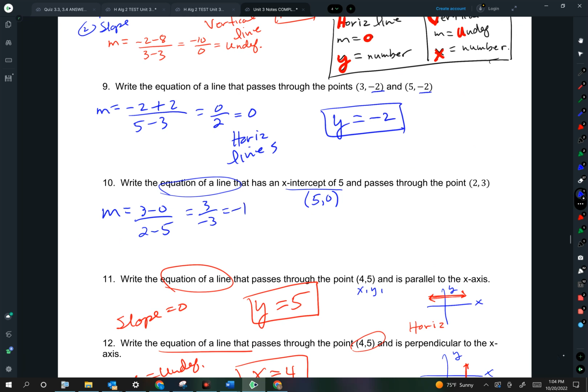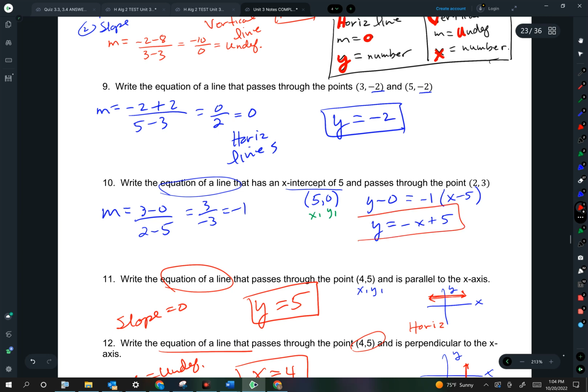Okay, so to write my equation, it doesn't matter which point you pick, whether you pick the 5, 0 or the 2, 3. So I'll pick this one. That's my x1 and my y1. Then I'm going to plug into my point slope. So let's see, I want y minus y1. So y minus 0 equals, m is negative 1. And now I want x minus x1. So x minus 5. Okay, so I've got it set up. I just need to clean it up, solve for y. So y equals, distribute the negative 1, negative x plus 5. And that is the equation of the line.